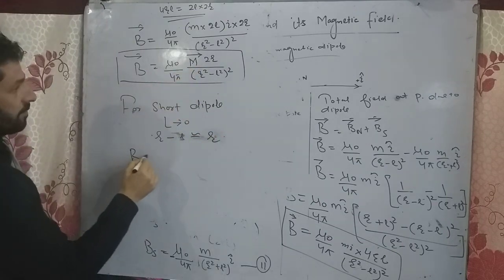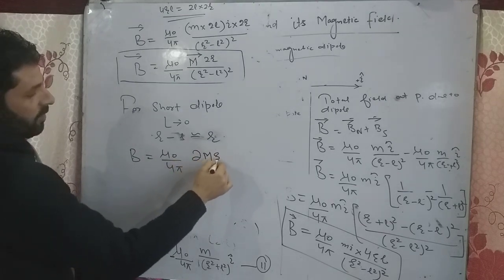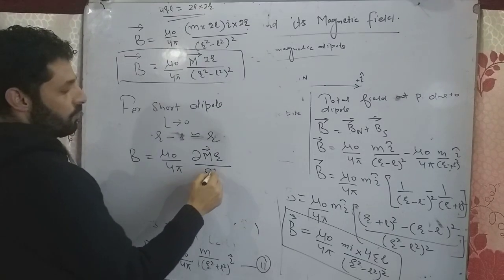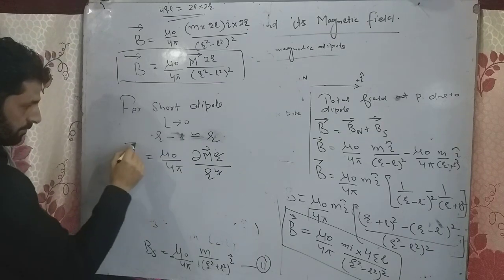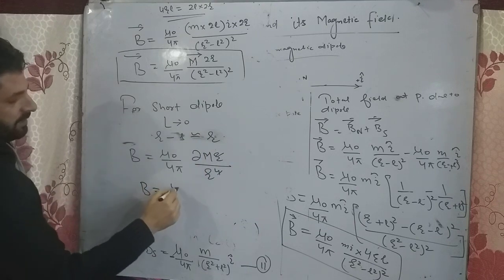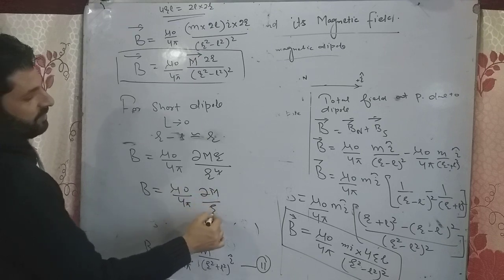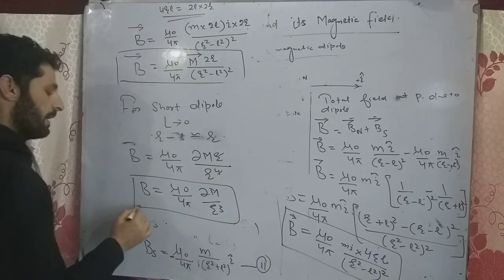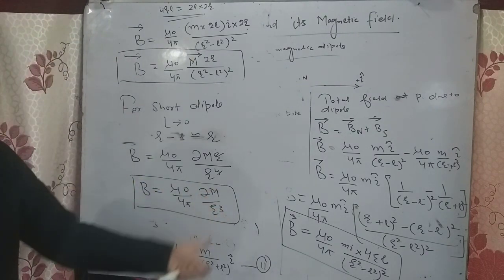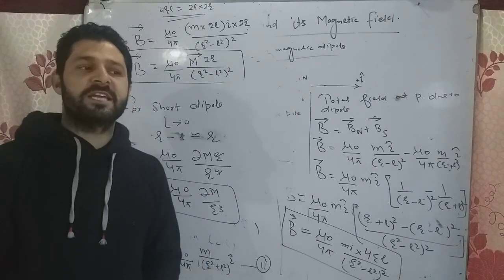So B will become mu 0 by 4 pi twice M R divided by, when this L is 0 this will become R to the power 4, and canceling one R, the magnitude B is equal to mu 0 by 4 pi twice m divided by r cube. This is exactly the same. If you remember the electric field on the axial line, that was 2p divided by r cube, and here 2m divided by r cube. You only have to change the symbols.